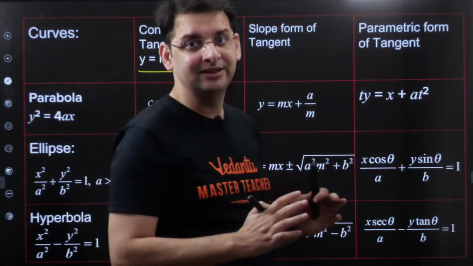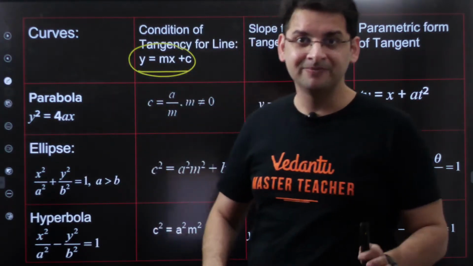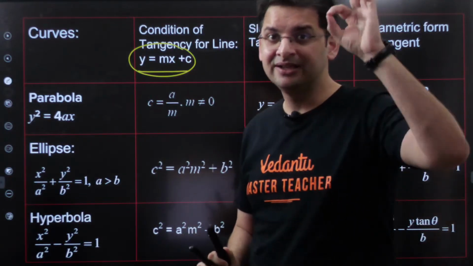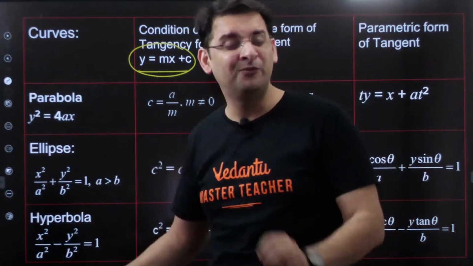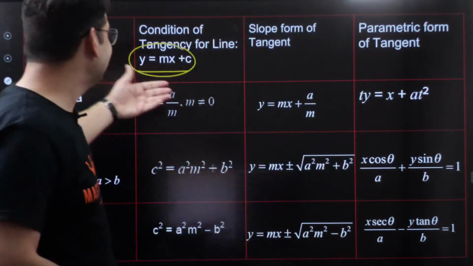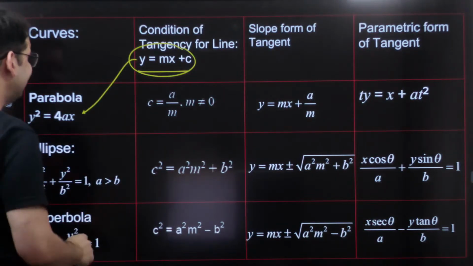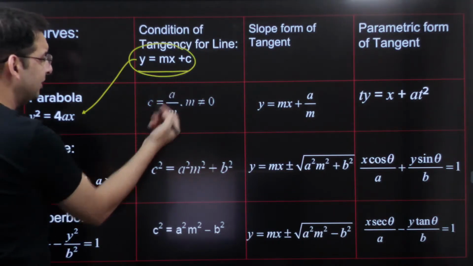Very important, guys. In fact, this is directly mentioned in your JEE Advanced syllabus. If you open the JEE Advanced syllabus for 2024, it is mentioned specifically: the condition for y is equal to mx plus c to be tangent to the standard parabolas. Very important. So if y is equal to mx plus c is tangent to y square is equal to 4ax, the condition between c, a and m is c is equal to a by m.